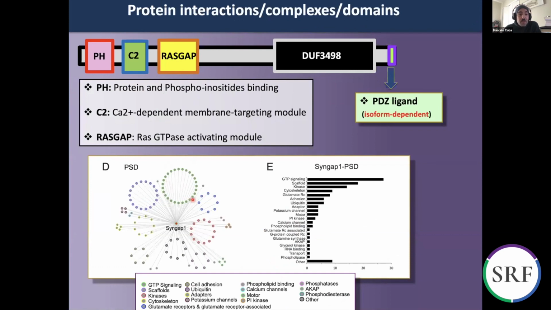These large groups are GTP signaling molecules. And this other large group here are protein scaffolds. Obviously, you have a large group of kinases and glutamate receptors. So SYNGAP is associated, it's not just that you have many of these RAS GAPs and GEFs at the PSD. SYNGAP can associate to many of them.